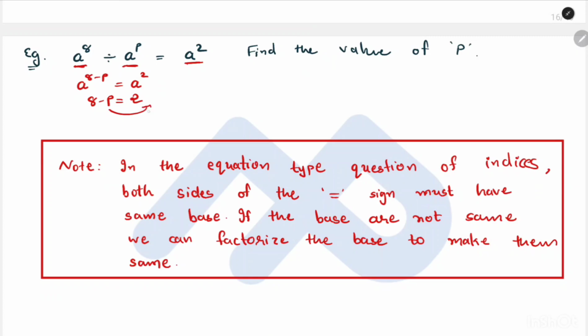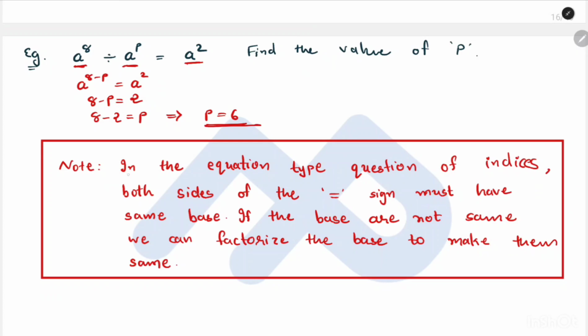I'll shift this p here, so this minus p will become plus p, and I'll shift this 2 to the left hand side, so that positive 2 will become minus 2. So 8 minus 2 is equal to p, which gives me p is equal to 6. So we have solved this equation and the answer is p is equal to 6.